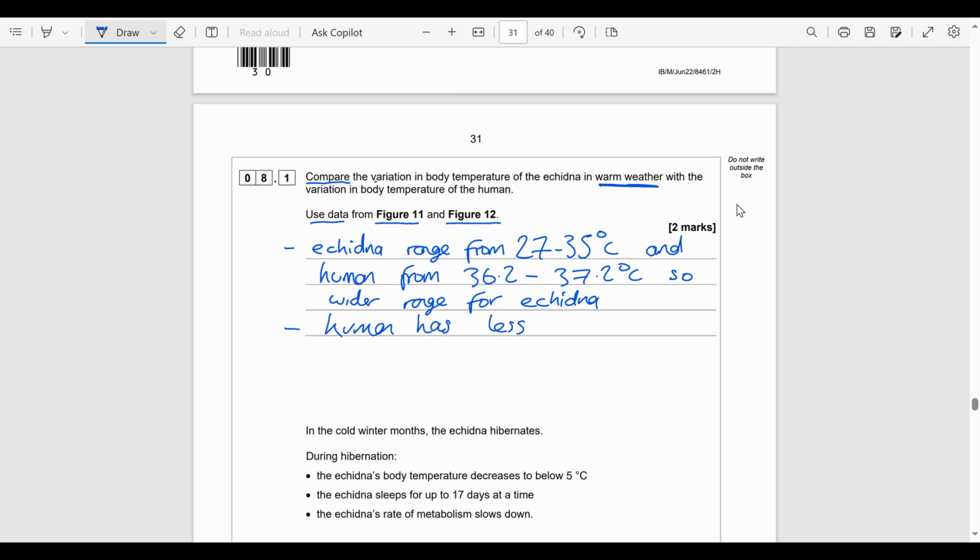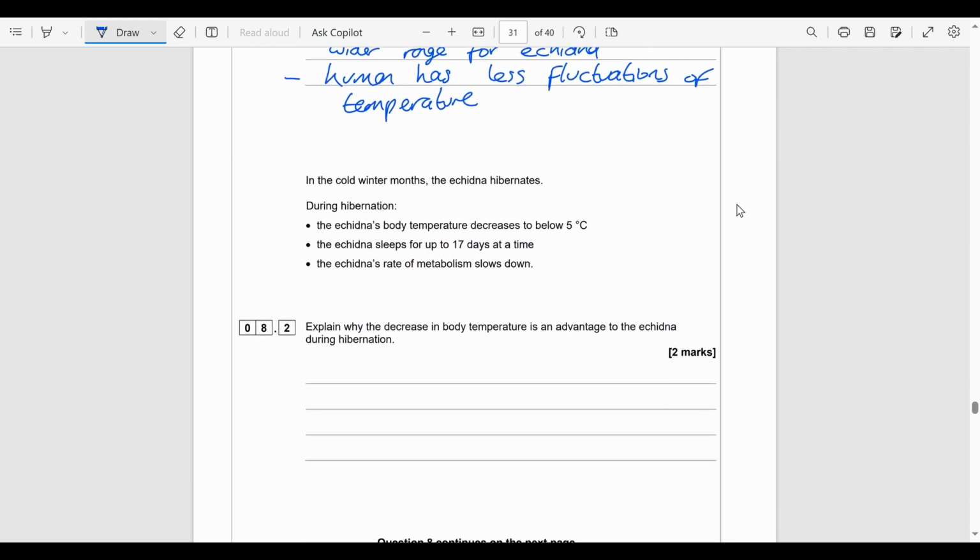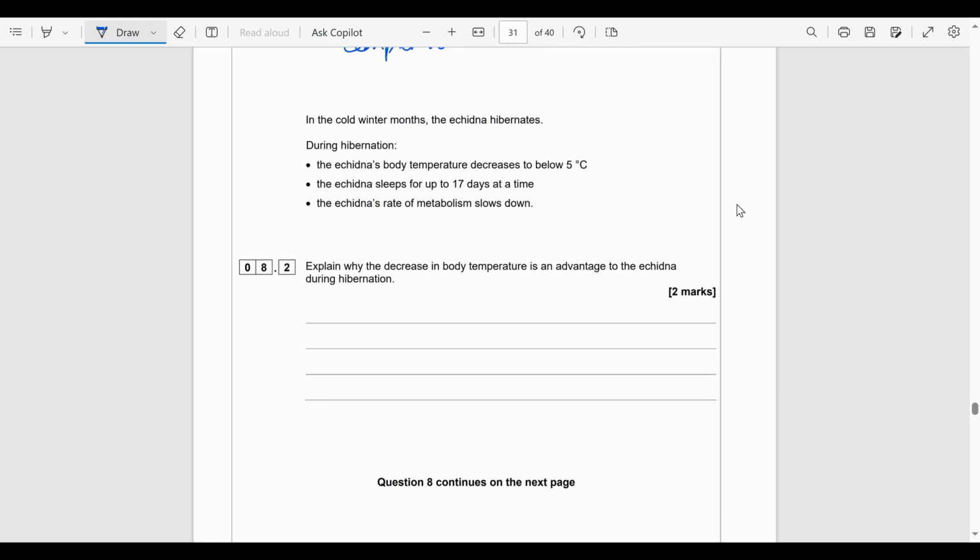And then we said that for the human, it has less fluctuations of this temperature. In cold winter months, the echidna hibernates. During hibernation, the echidna's body temperature decreases to below 5 degrees. The echidna sleeps for up to 17 days at a time. The echidna's rate of metabolism slows down.